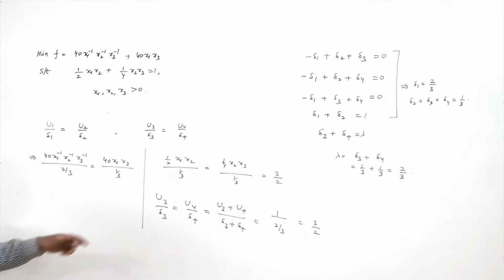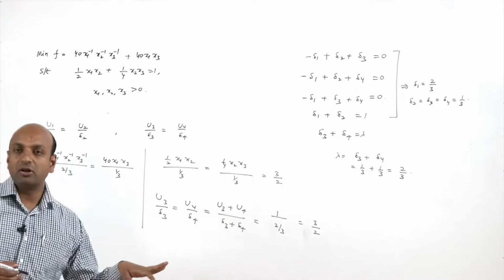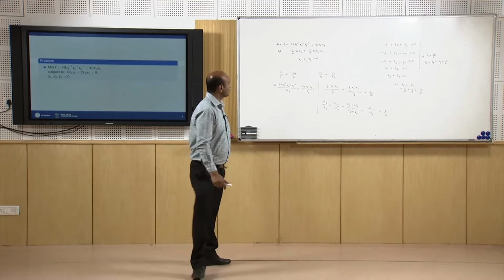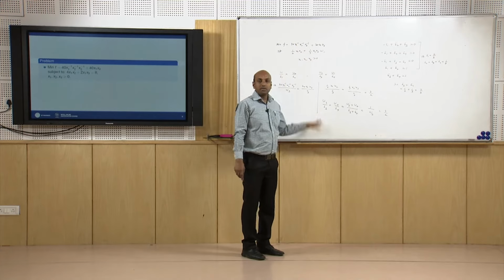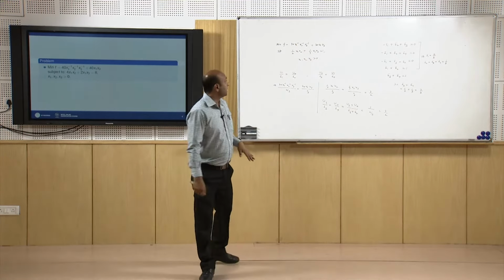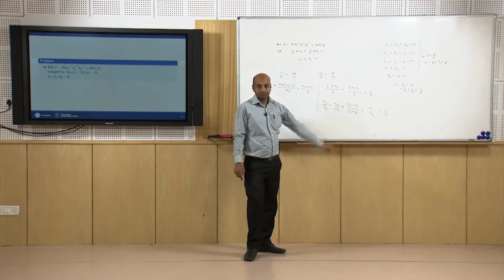So, using these equations, you can easily find the values of x1, x2 and x3. That will be the optimal solution of this problem. In this way we can find out the optimal solution of such a type of problem with equality constraint.